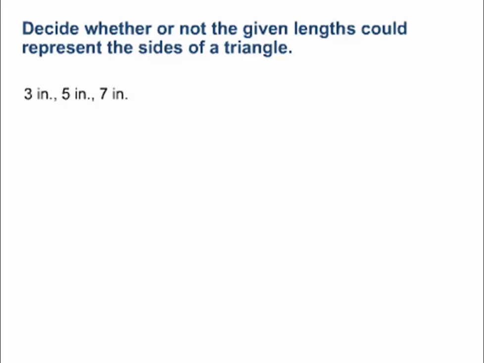Okay, decide whether or not the given lengths could represent the sides of triangles, and as I told you in lesson 416, you've got to add up the two smallest sides and see if they are greater than the longest side, which in this example is 7. So 3 plus 5 equals 8. 8 is greater than 7. So yes, it'll make a triangle.